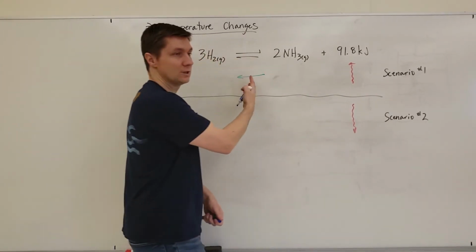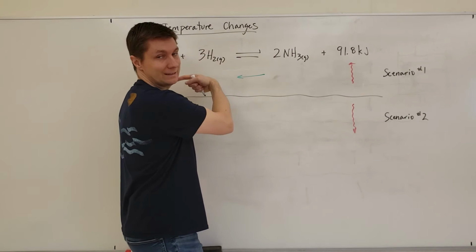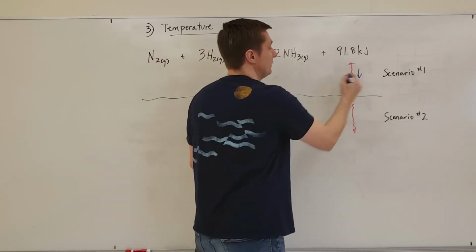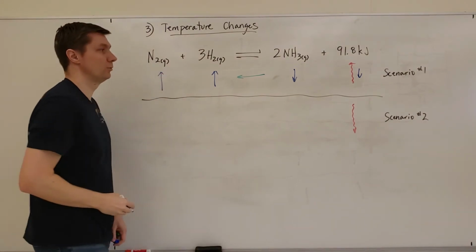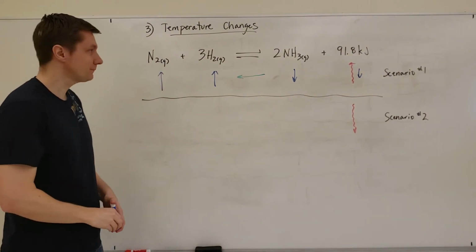And the only way to use up the heat is to make the reaction run like this. So these will all go down, and then inherently all these other things will be affected like that.